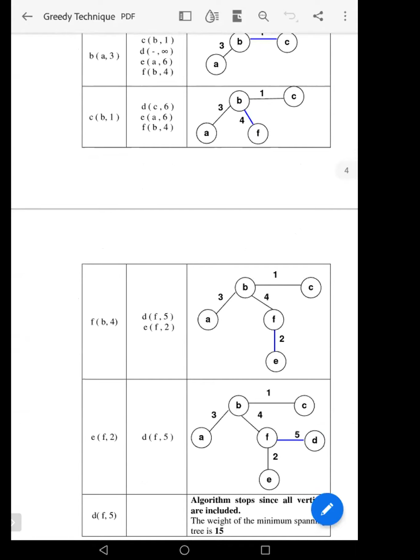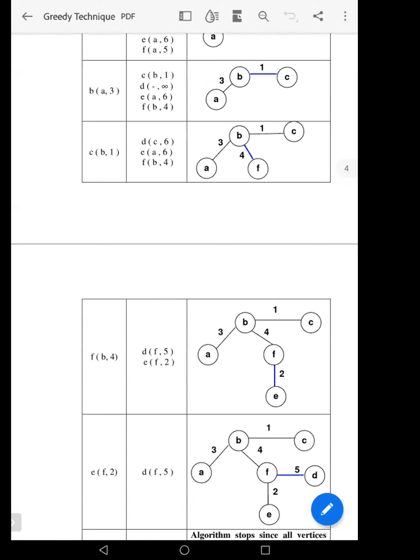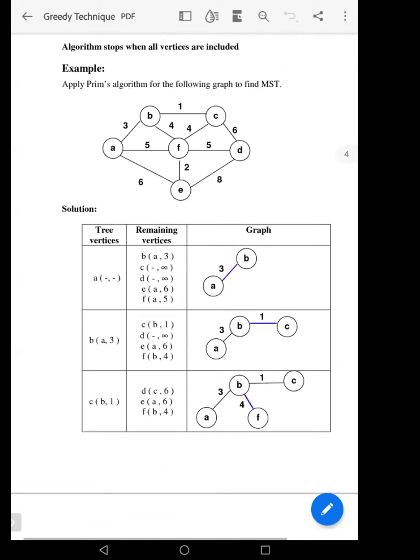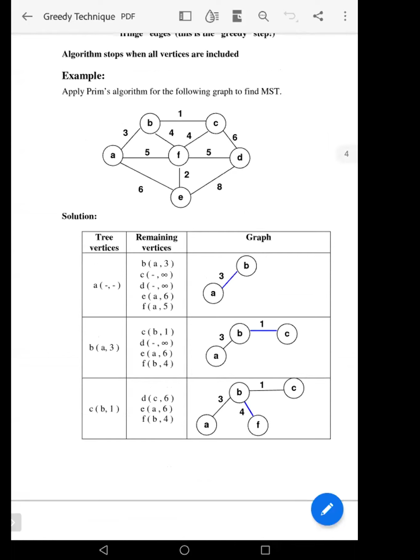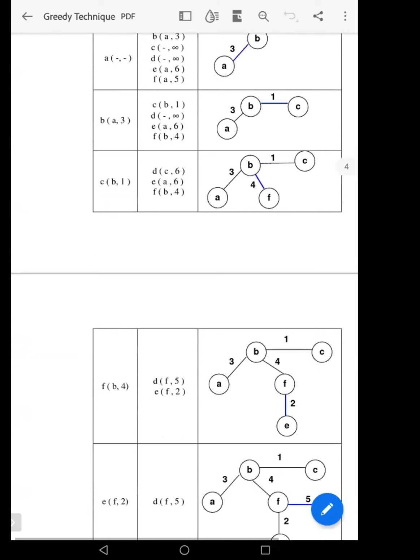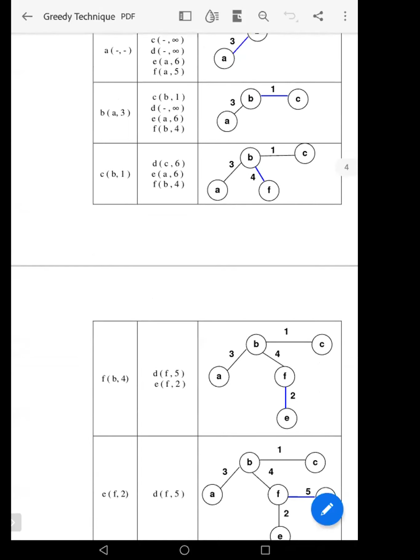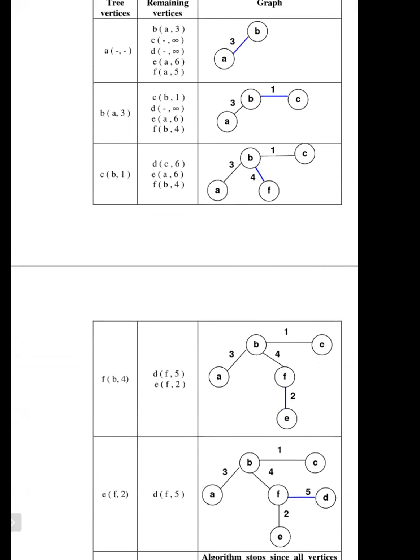FB4 comes to the first column. The remaining vertices are D, F, D. Now see here D, F, 5. Why D, F, 5? If you see the FD, because D is adjacent to F and the weight of FD is 5. The weight of the DF, when we're taking the DF, the weight is 5.